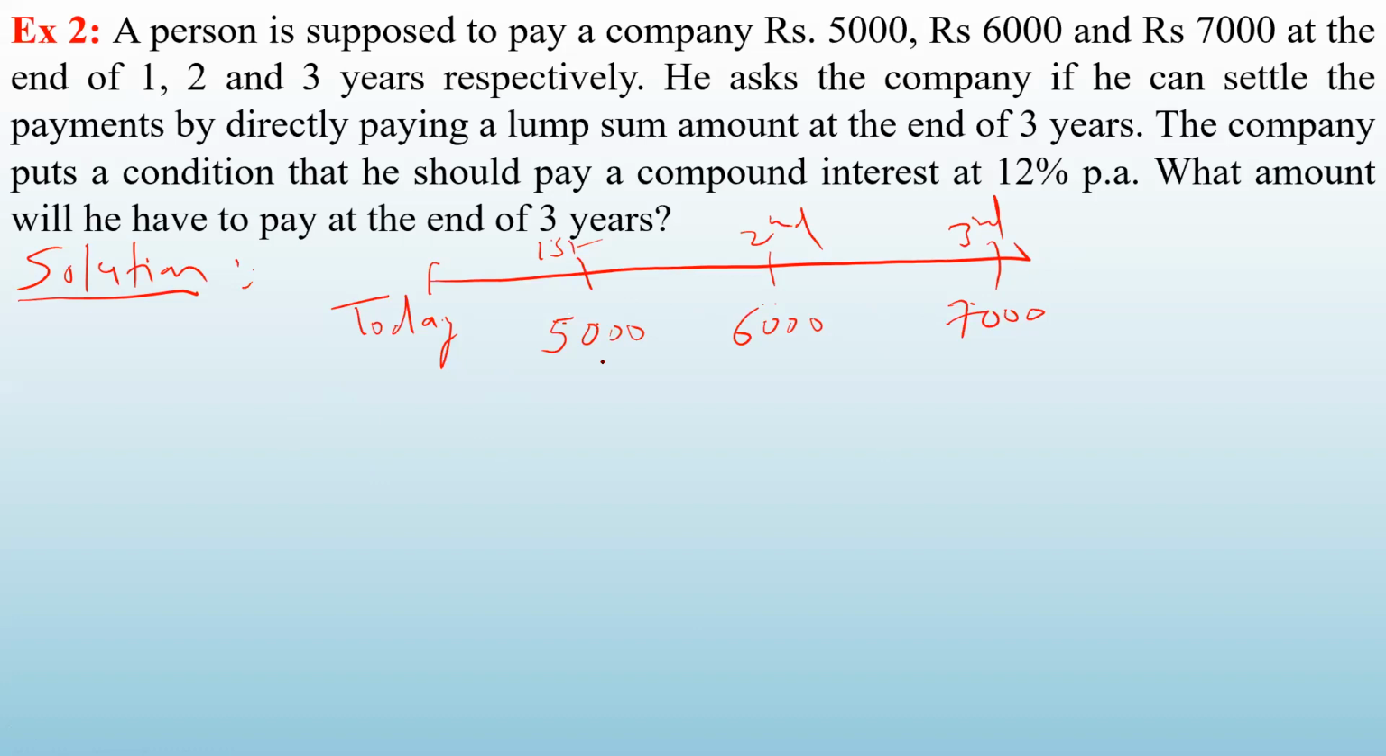So what will we have to do? We will have to find out the future value of 5,000, future value of 6,000 at the end of 3 years, and 7,000 anyway he is paying at the end of third year, so you don't have to find out future value for this. And then add all these. So you will get the amount which he is supposed to pay at the end of 3 years. Rate of interest is 12%. So let us find out the future value of 5,000, 6,000 and 7,000.